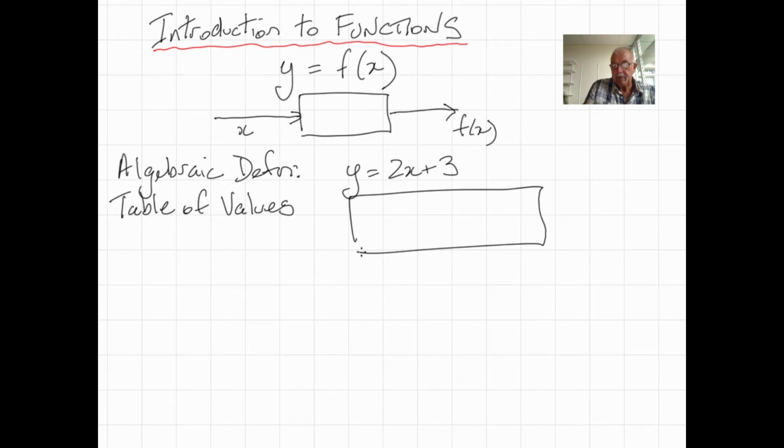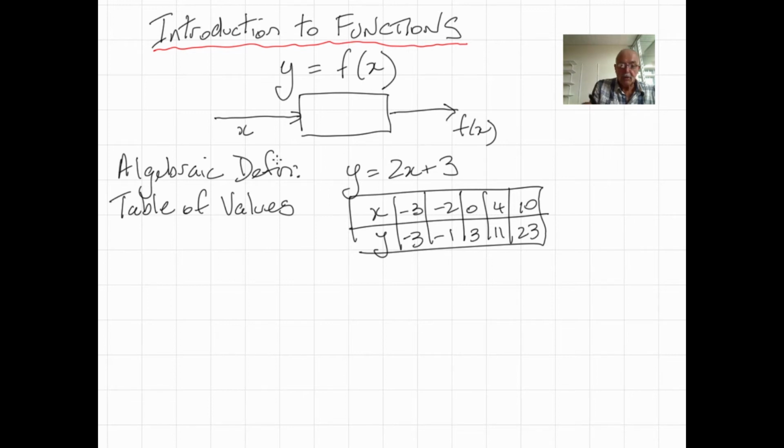We could also express it as a table of values, where we have some x values and y values. And we might have -3, -2, 0, 4, and 10 for x. If we're looking at this function here, we'd have -3, -1, 3, 11, and 23. So putting that x value into this algebraic definition or formula, out will come -3.